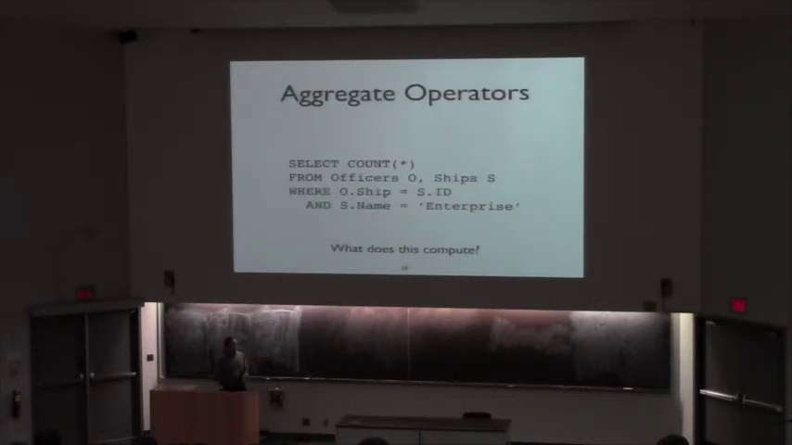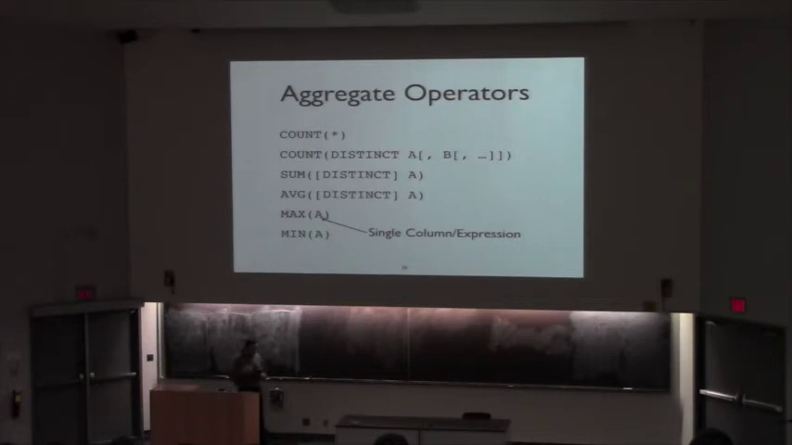All right, so SQL is really good at taking multiple data sets and combining them together. One other thing that it's good at is summarizing data, combining it into smaller, more easily manageable, more easily understandable forms. So here's another query. What would you say that this query computes? Number of officers on the Enterprise, yep. And so it's essentially taking the result set and computing a value depending on all of those tuples.